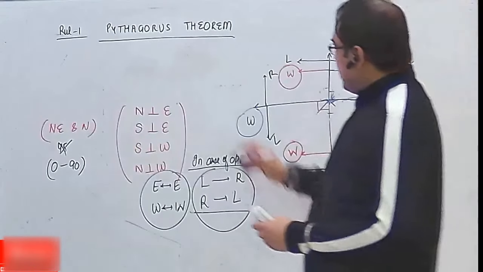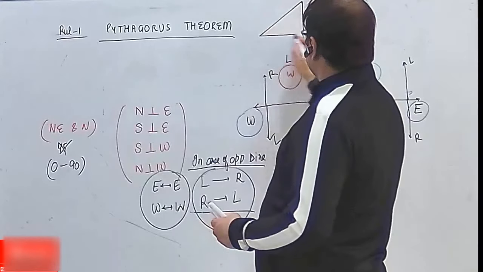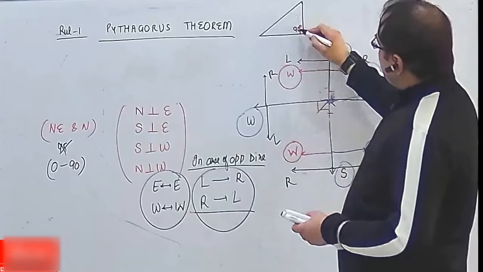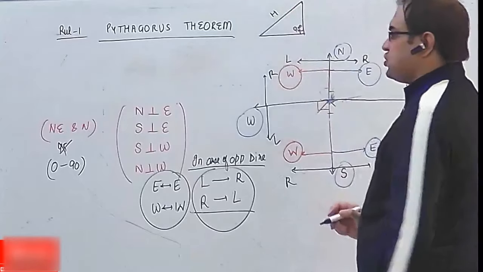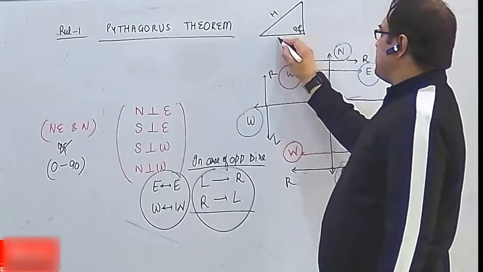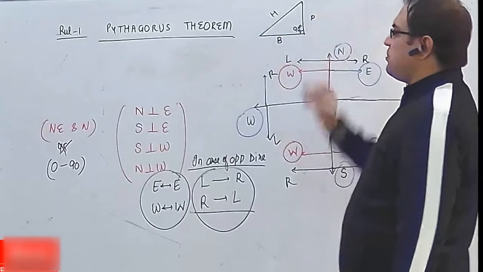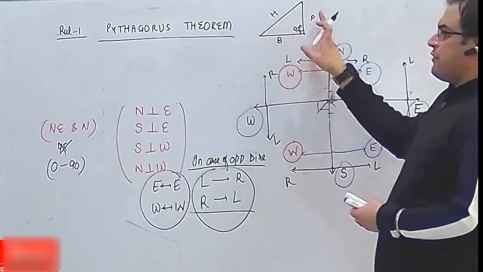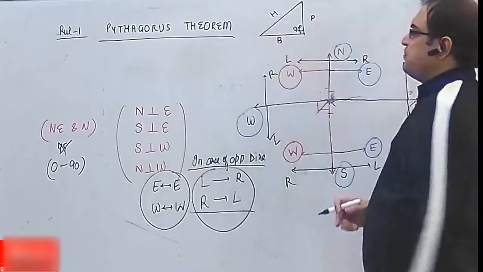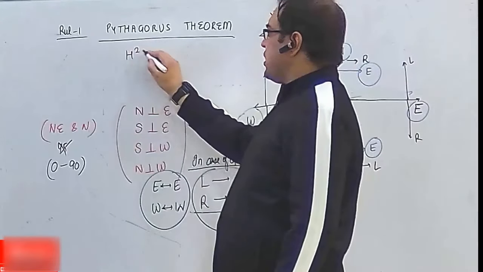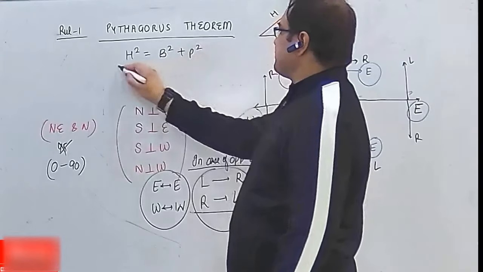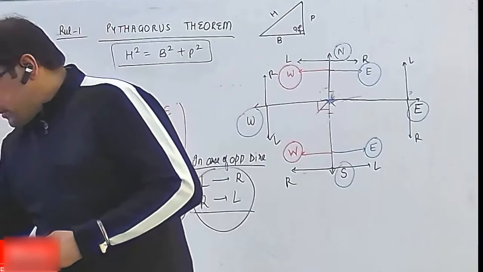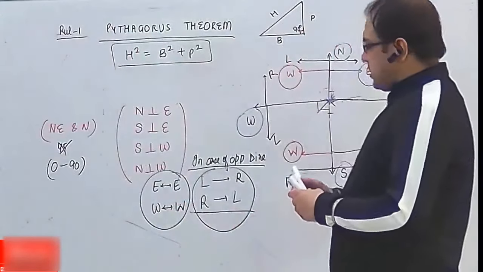Pythagoras theorem states that if I take a right angle triangle, meaning this is 90 degrees, the side opposite to 90 degrees will be called H, the side beside 90 degrees will be called base, and this will be called perpendicular. The Pythagoras theorem is applicable in the case of a right angle triangle. So this is H, this is B, and this is P. According to Pythagoras theorem, H square is equal to B square plus P square. This is the first relation between the sides of a right angle triangle.